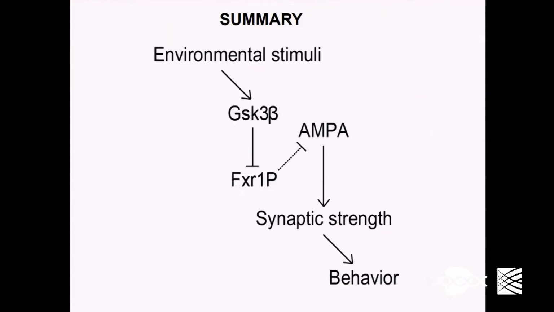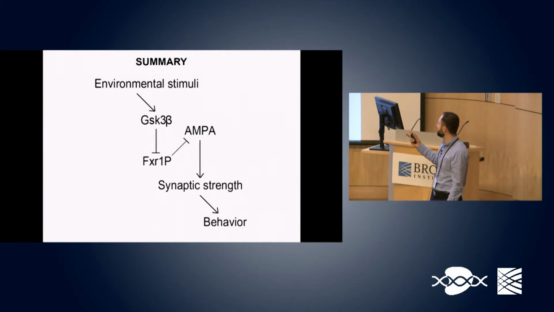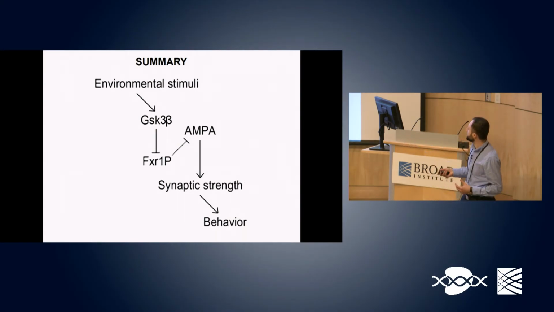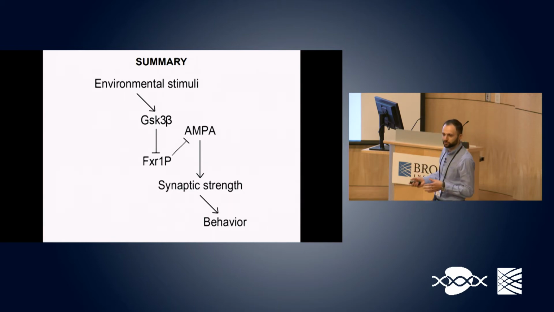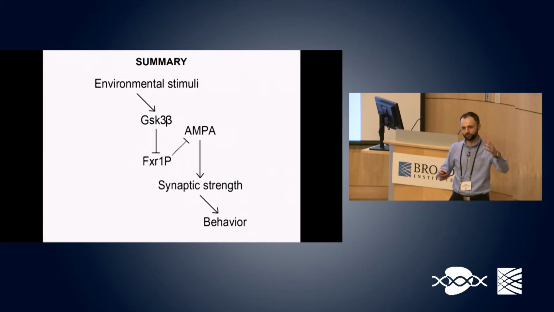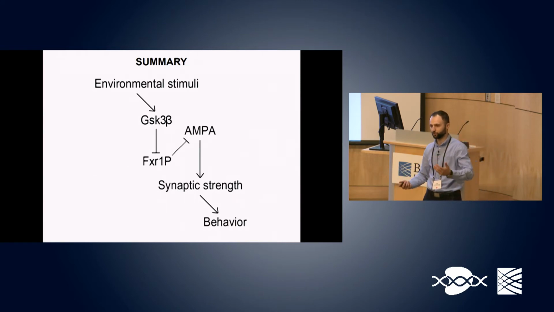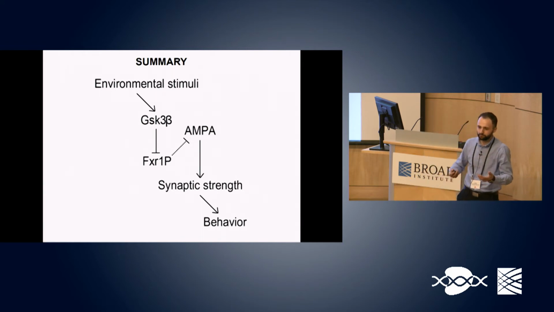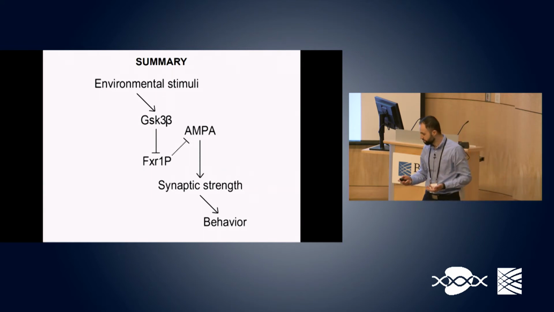Just to summarize, I showed that an interaction of GSK3 and FXR1P regulates synaptic strength, most probably by regulating AMPA receptors. Come to my poster tomorrow for the details. There are many more things I can show. And what is very interesting is that all this is done in response to environmental stimuli. This system can buffer the changes and give the output to behavior to control mouse behavior, and we think human behavior as well.